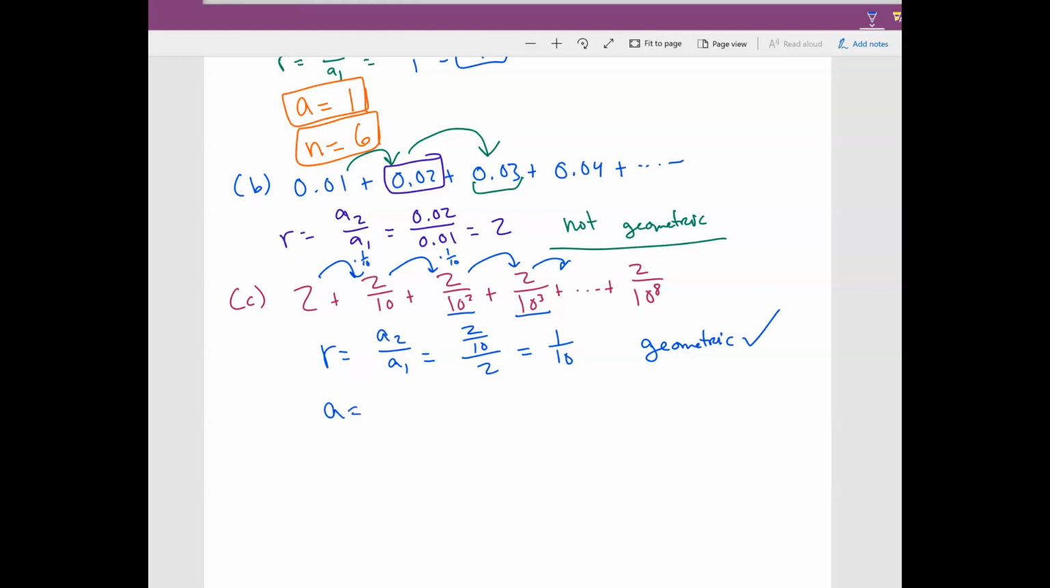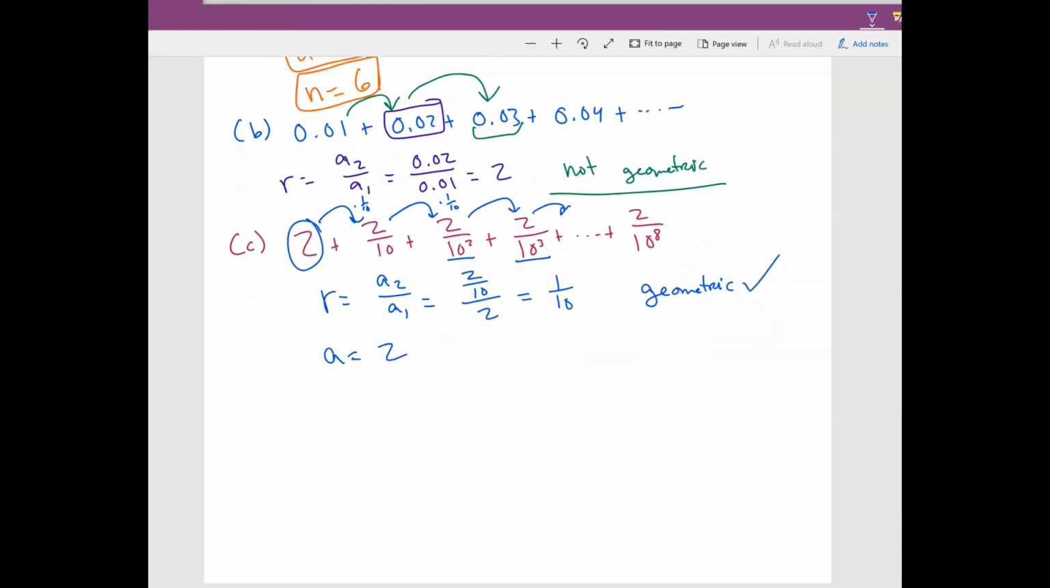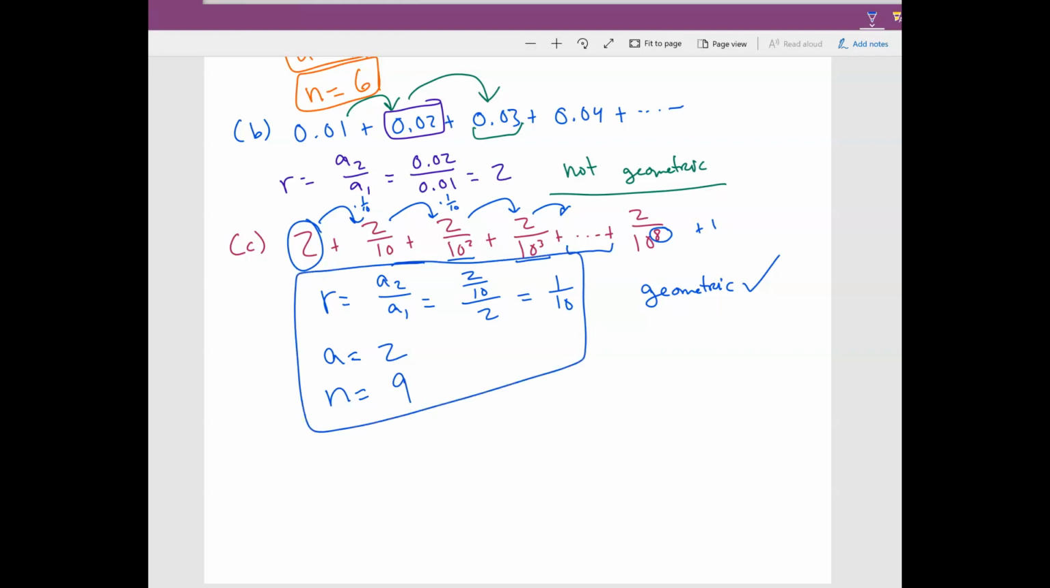Now all we have to figure out is what A is. A is always the first term, which in this case is 2. And then we need to figure out the number of terms. We can't count them anymore because you have a gap here, so we can look at the last term. The last term is an 8. If I add 1, that gives me the number of terms, which is 9. So you have 9 terms here. Okay, so this is how you identify some geometric series.